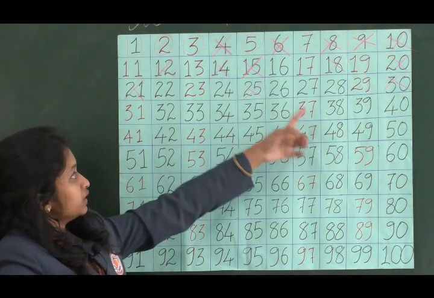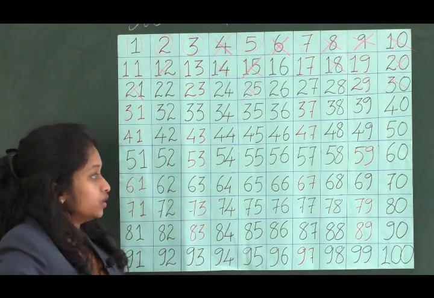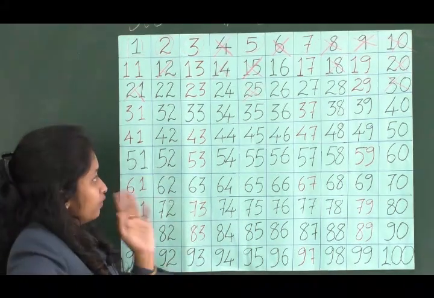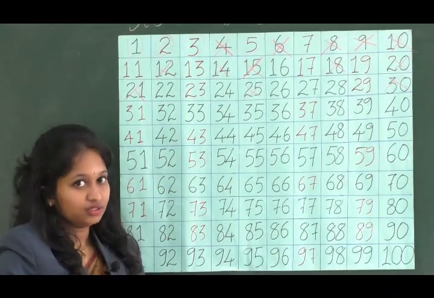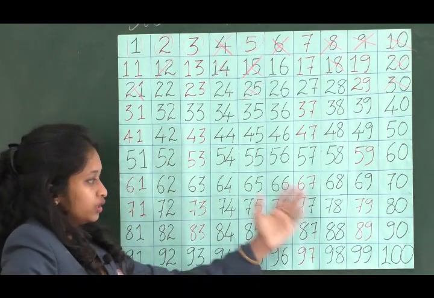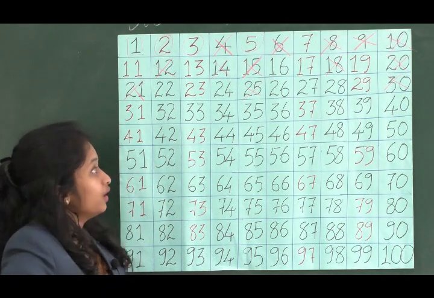So can you see I have marked some numbers in red color. Those numbers are called as prime numbers, and rest all other than 1 is composite. So continue the process up to 100. Do it in your notebook.